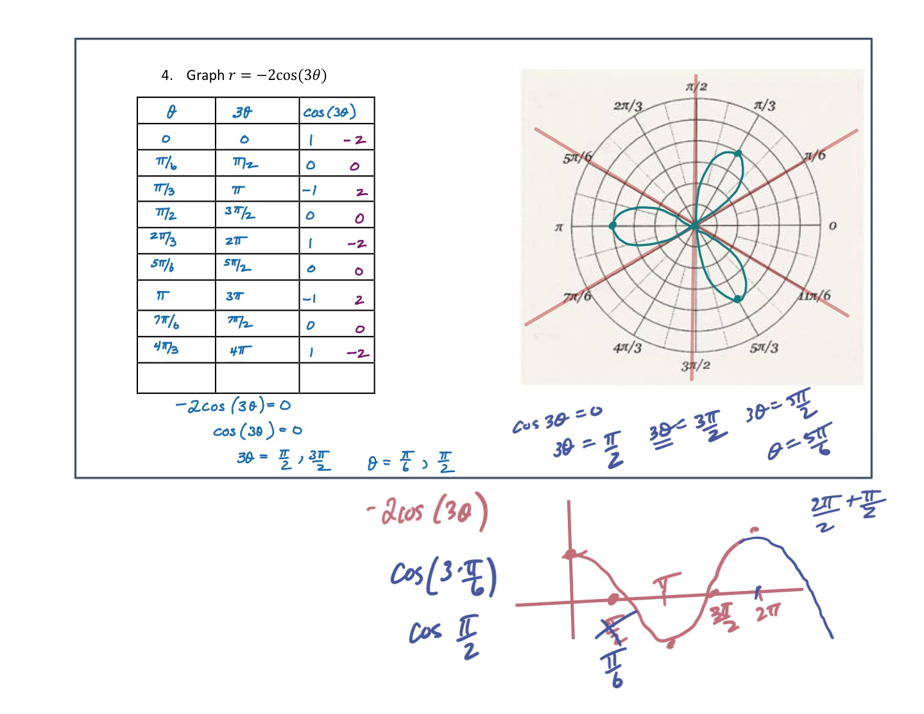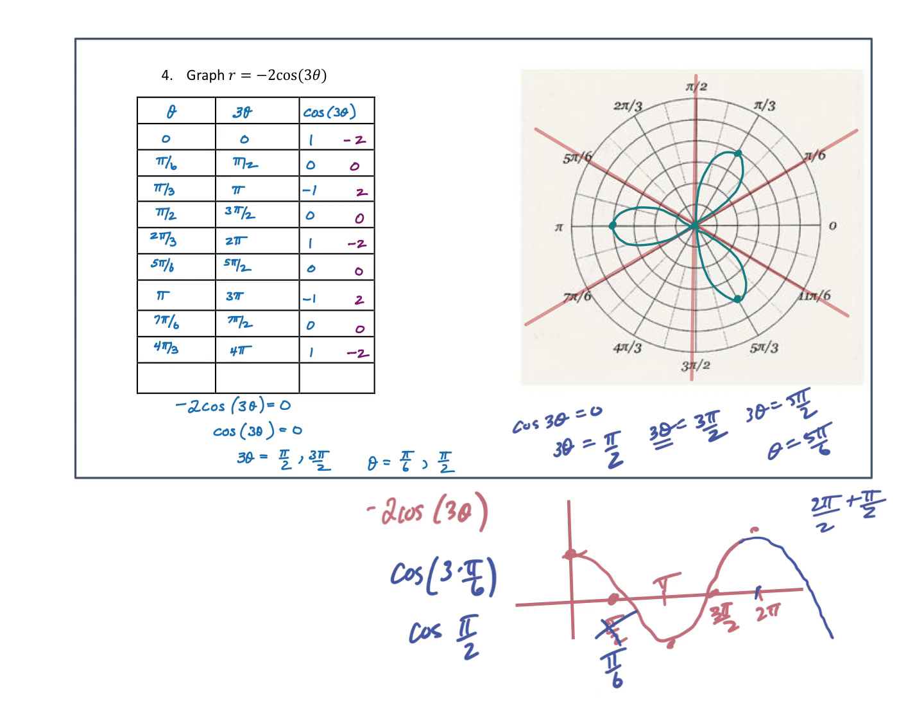And then once you get the feel of the graph, you're going to use symmetry a lot for this. So I start at 0, we're at -2. And then at pi over 6, we're at 0. So we come back in. Then at pi over 3, we're at 2, and then we come back in.